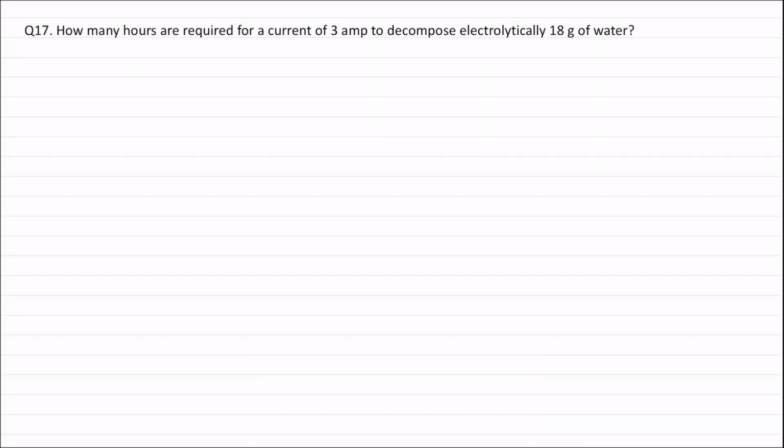Question 17. How many hours are required for a current of 3 ampere to decompose electrolytically 18 gram of water? This is a formula based question. Weight of water is given. Current in amperes is given. Therefore, applying the formula, W is equal to Z into I into T.